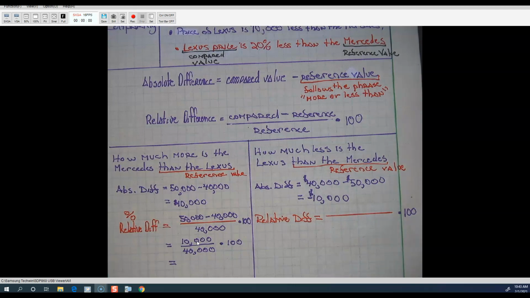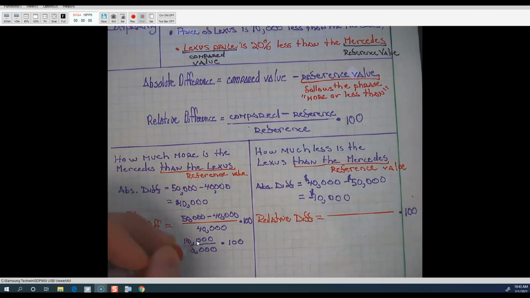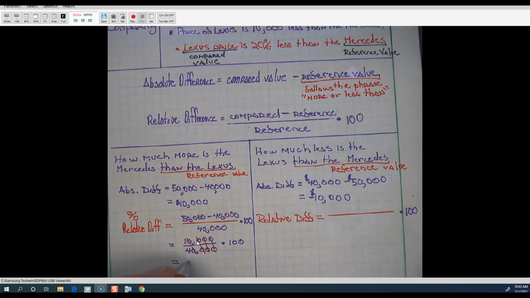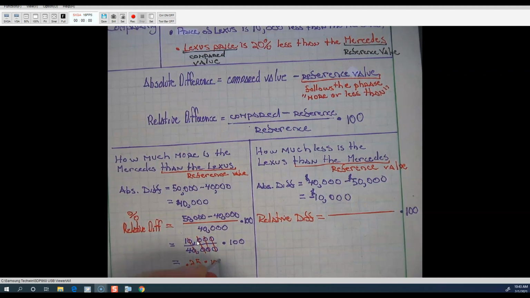Right? These would all cancel. So I have 1 divided by 4 times 100. So that's 2.5 times 100, which is 25%.